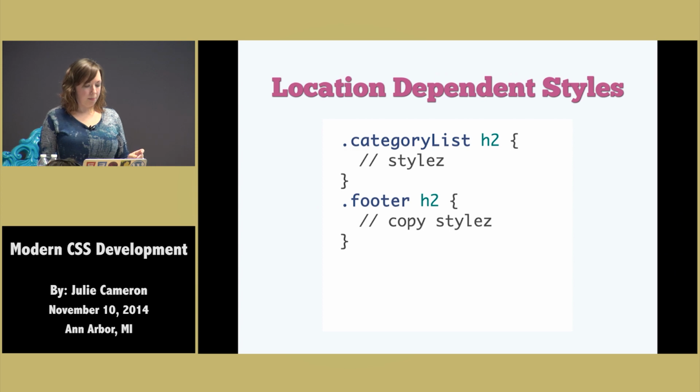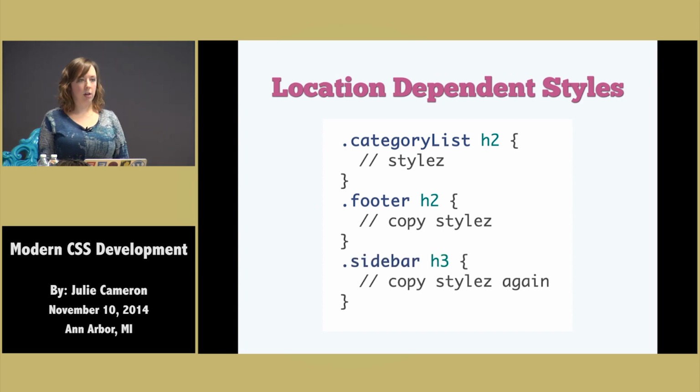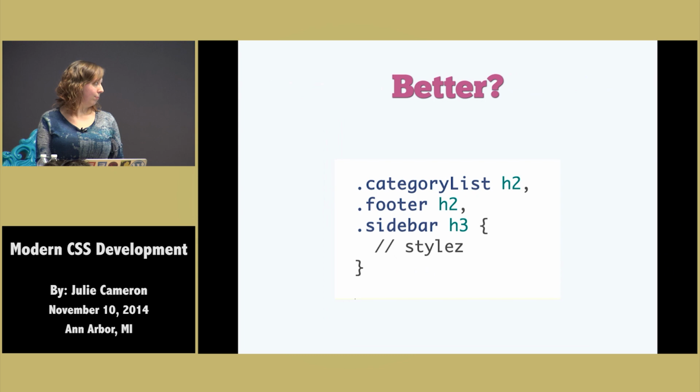But then what happens if 3 months later we want these exact same styles on an H3 somewhere else? We're probably going to just keep copying these styles. So this is kind of a bad thing to keep doing. All of our heading styles, the H2s and the H3s, are all tied to their container elements, in this case the category and the footer and the sidebar. So they're not reusable. We can't take those styles and apply them anywhere else without just copying them. So what would be a better way of doing this?